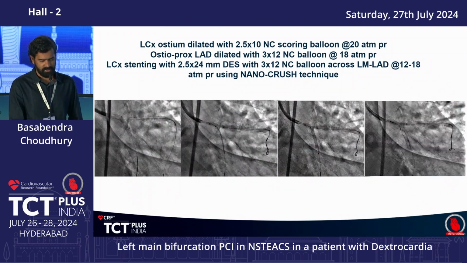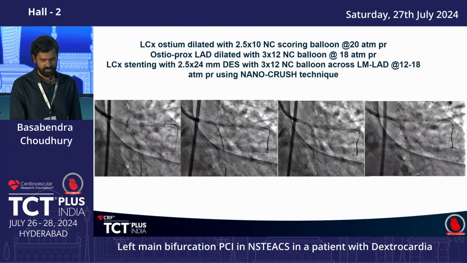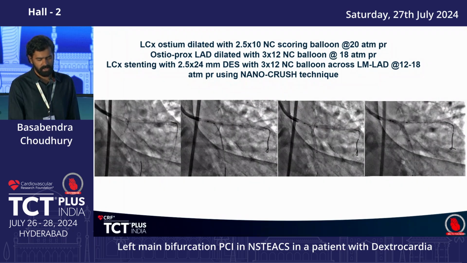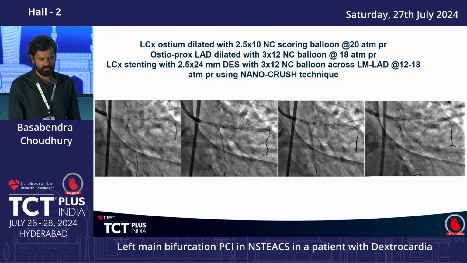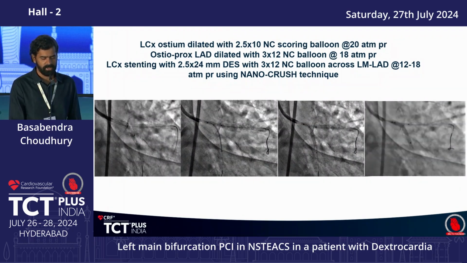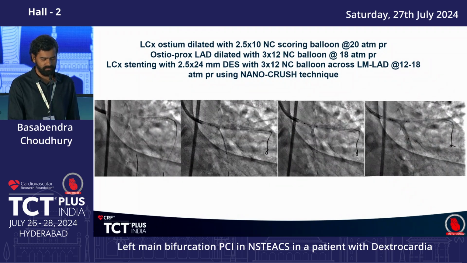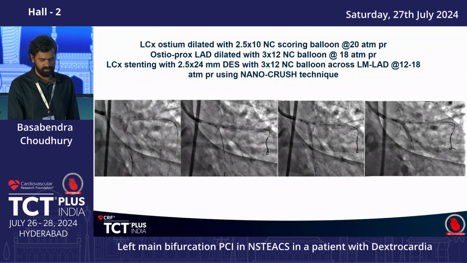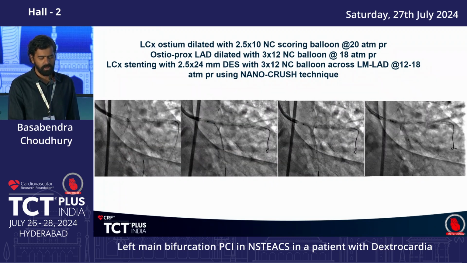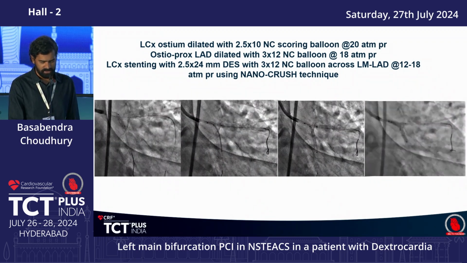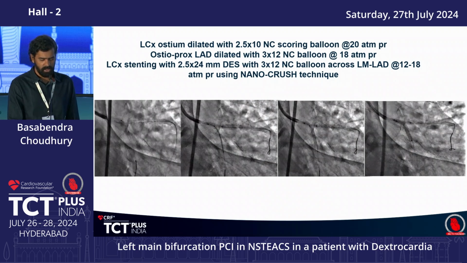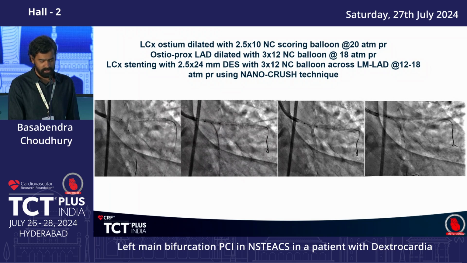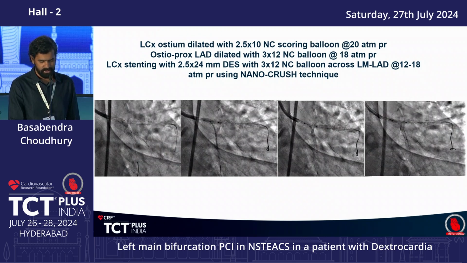The LCX ostium was dilated with a 2.5 NC scoring balloon at 20 atmospheres. Then the LAD ostium was dilated with a 3 x 12 NC balloon at 18 atmospheres, and this showed a fair result in opening up both the ostium and the proximal vessels. Then we decided to go for a nano crush technique, which is our go-to strategy when we are doing two-stent bifurcation stenting.